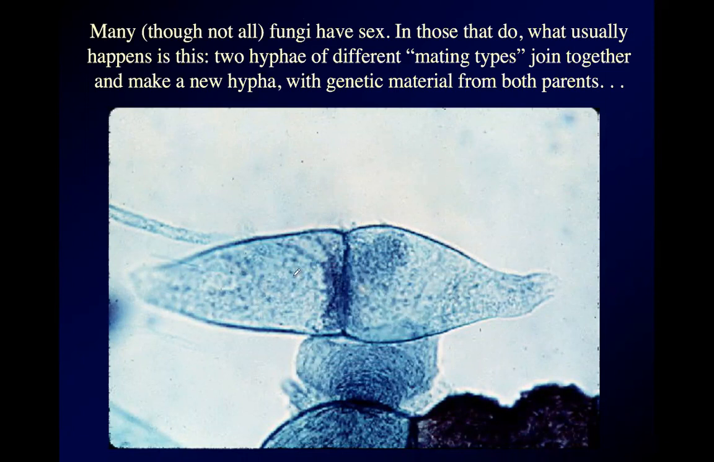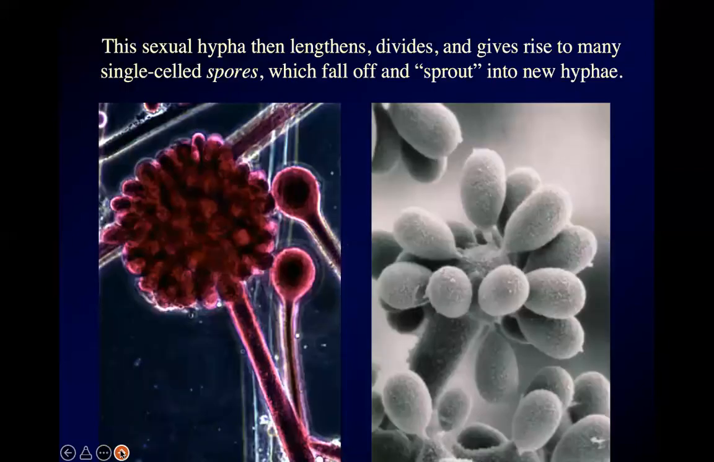But when 2 hyphae of different mating types get together, they join together like this. Each one of these is the tip of one hypha that's come together. They mingle genetic material. They mix their DNA together, which is what sex is all about, and produce a new hypha that's got the DNA of both of them. And the sexual hypha gets longer, and then it divides and it produces a bunch of single-celled fungus spores. Those will fall off and drift away with the wind.